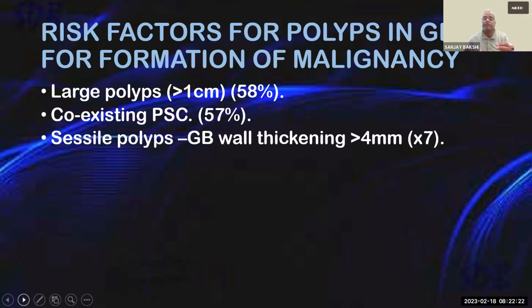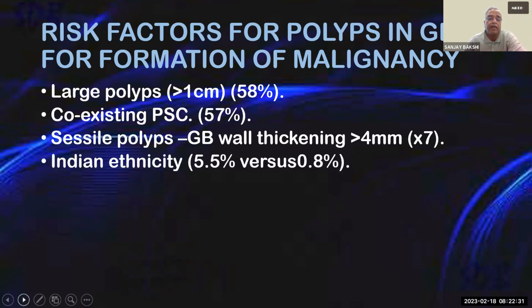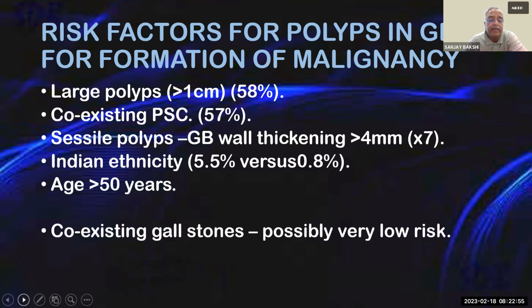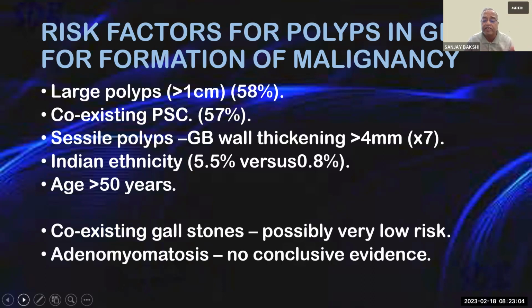Also, if you have sessile polyps and the wall thickening is more than 4 millimeters, the incidence increases 7 times compared to a person who has a pedunculated polyp. This has come out in literature as well. If you have Indian ethnicity, particularly if you live along the Gangetic Plains, the incidence is 5.5% versus 0.8%. Age above 50 years is another factor. The things that haven't been established: coexisting gallstones, which is very difficult because there's possibly a low risk, and of course adenomyomatosis we just described.